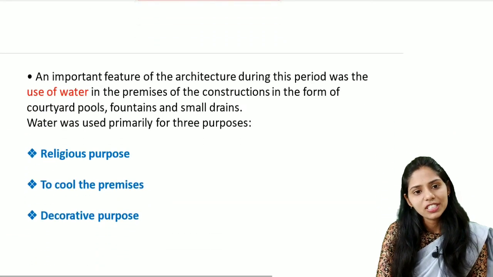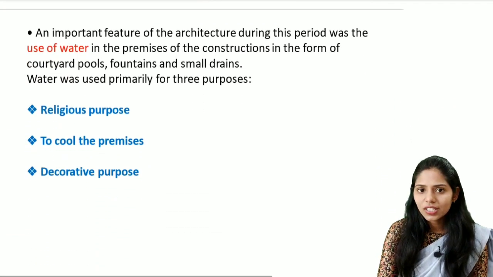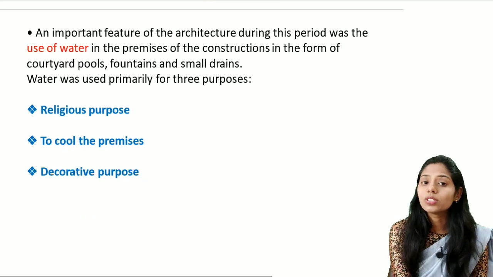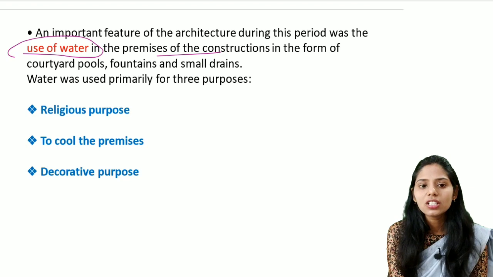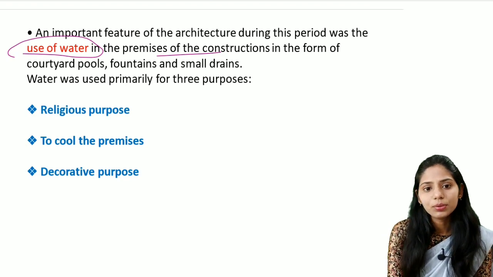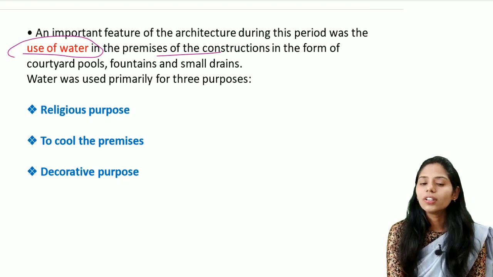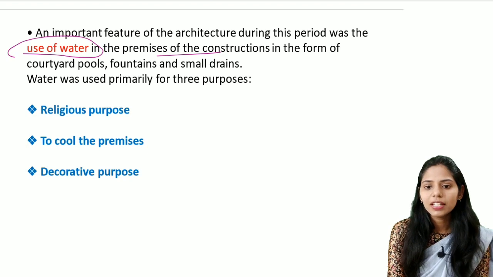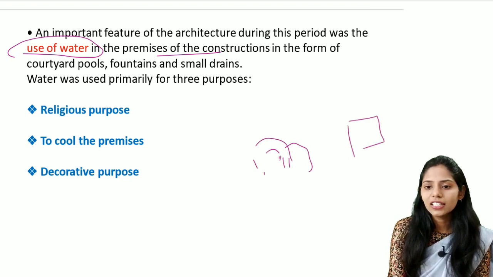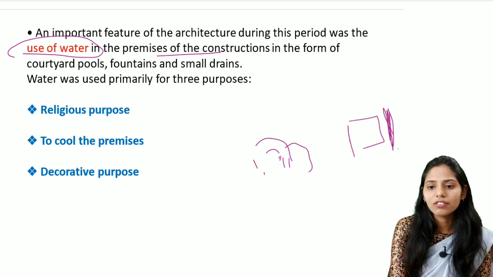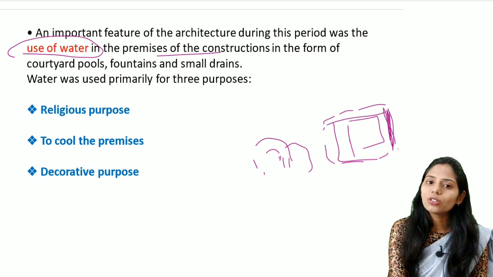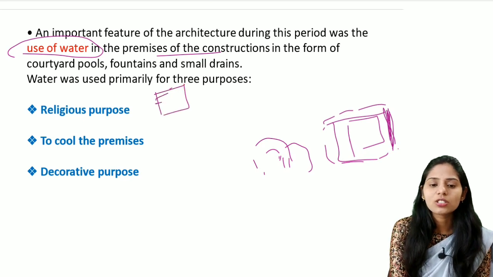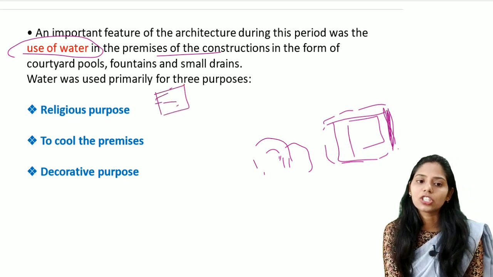And the next important feature of the architecture during this period was the use of water. They used water in the premises of the construction, mainly in the form of pools, fountains or small drains. If there is a garden here, there are small drains and the water will flow around this garden, so it looks very beautiful. And small pool-like structures are also built in some architecture.